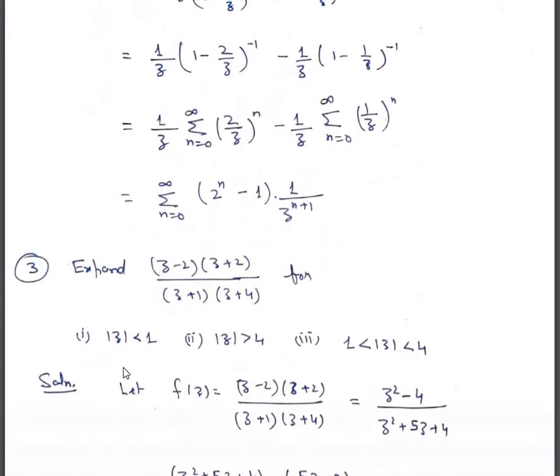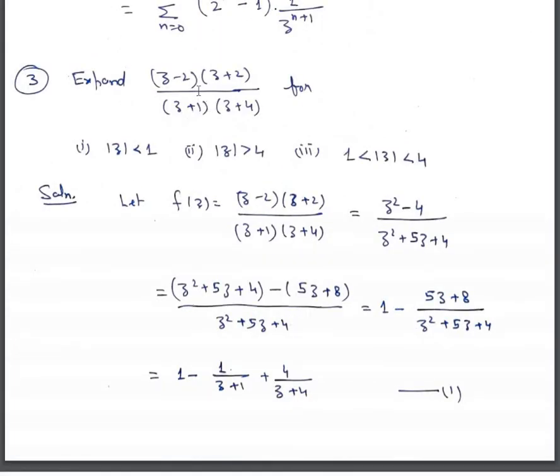Third example. Expand (z minus 2)(z plus 2) upon (z plus 1)(z plus 4) for the cases when mod z is less than 1, mod z is greater than 4, and mod z lies between 1 and 4. So first of all we will break this into partial fractions.